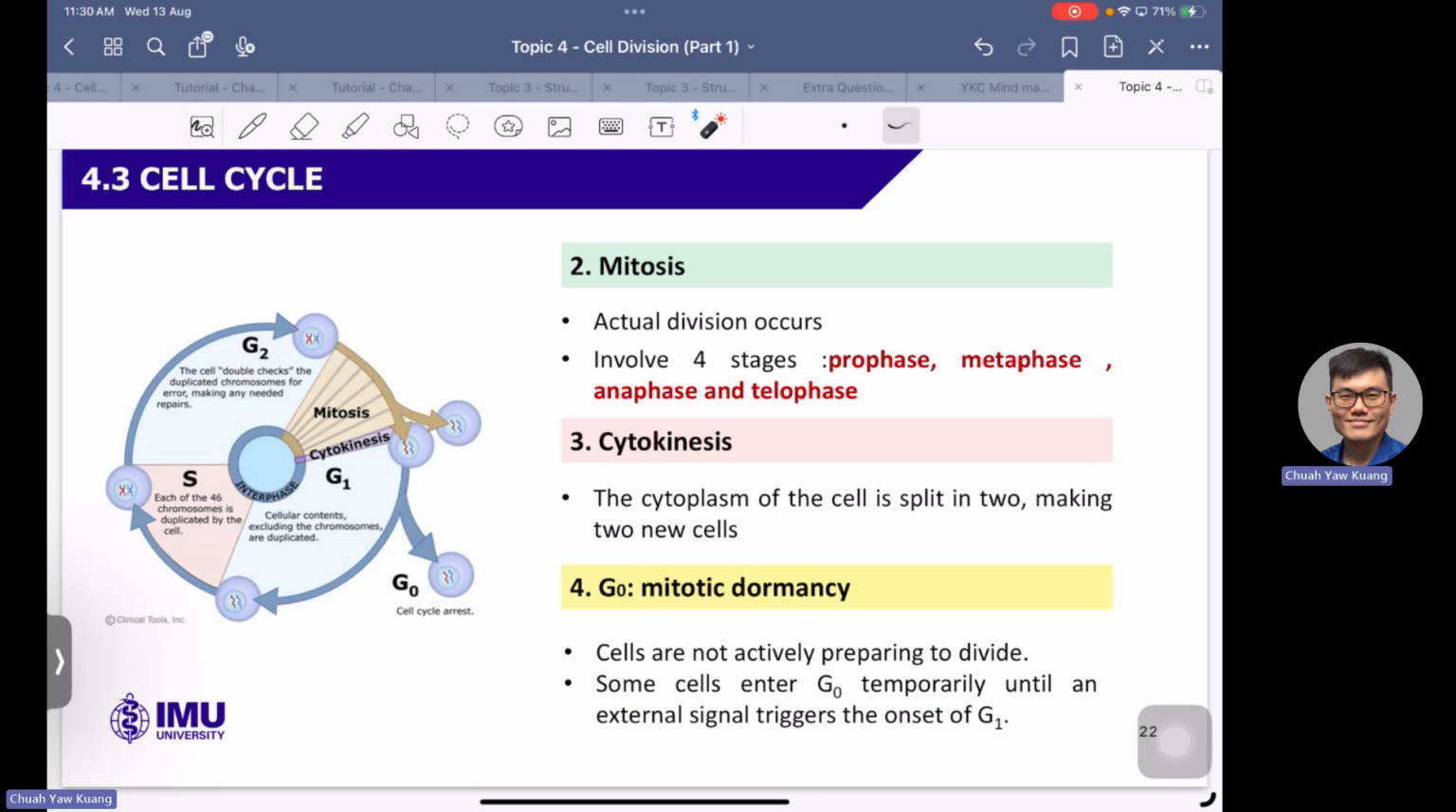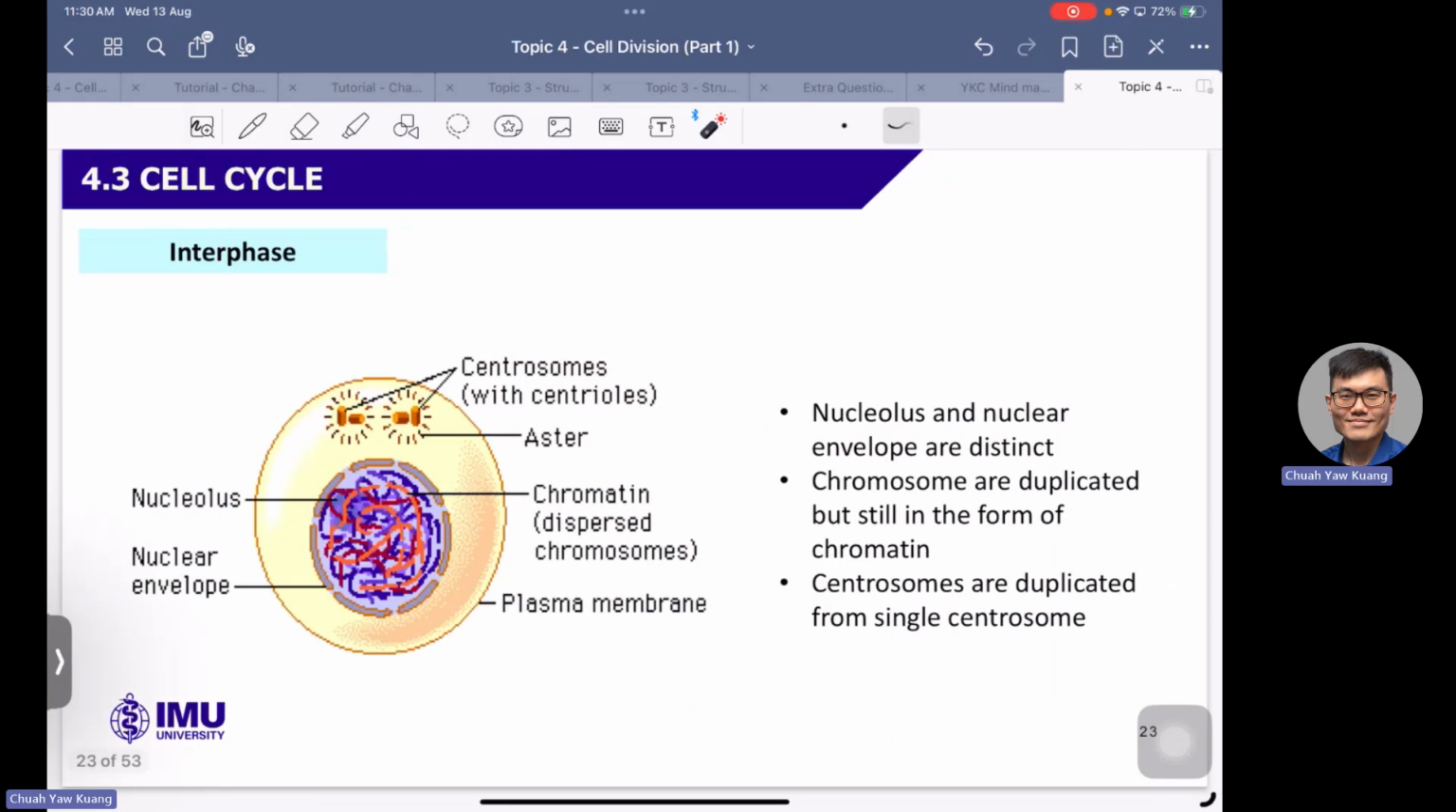But most of our cells cannot, because once they exit, they will specialize. Once they specialize, they won't be able to undergo mitosis anymore. So that's the difference. That's the cell cycle. Once we have learned this, now we can start to look at the phases, the steps for mitosis and also meiosis. So first one, interphase. After the interphase, well, interphase can be G1, it can be G2, it can be S phase.